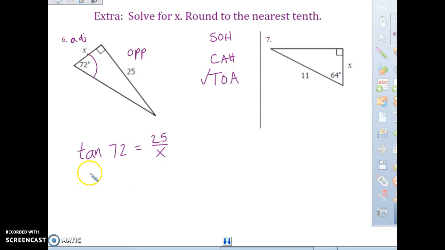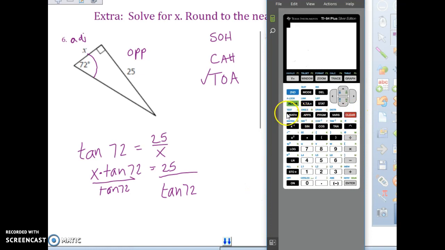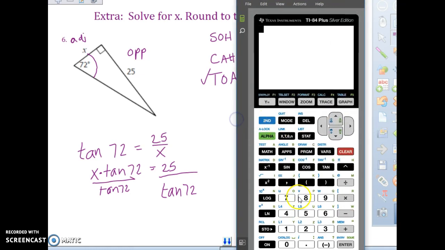So we're cross multiplying, and this time we get x times the tangent of 72 is equal to 25 times 1. This is a lot different than the last two. We need to get x by itself. So we're going to divide by the tangent of 72. Remember, that's a number. What we do to one side of the equal sign, we do to the other. Tangent of 72. So on our calculator, what this is going to look like is 25 divided by the tangent of 72. So we get 8.12. It says nearest tenth, so we're going to call that 8.1.